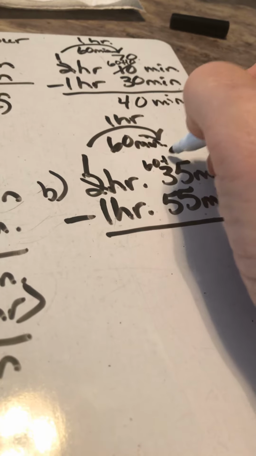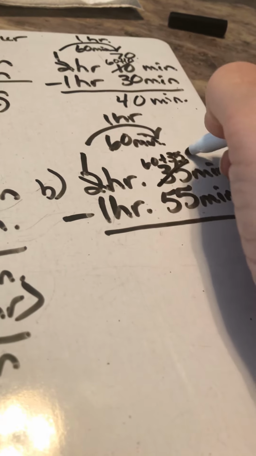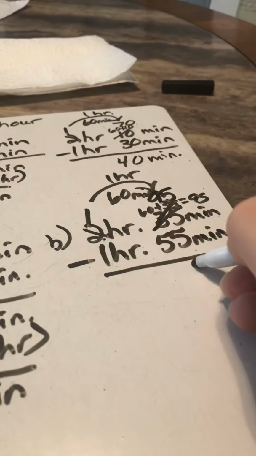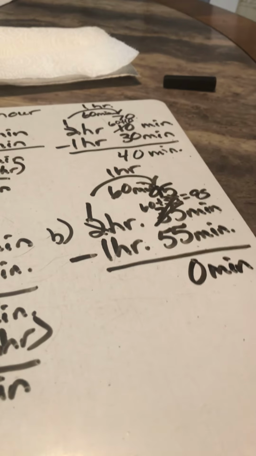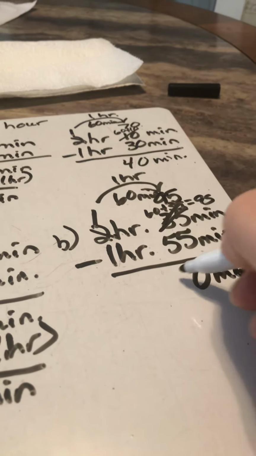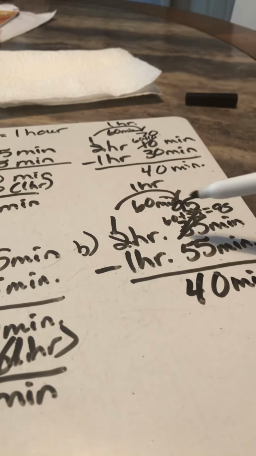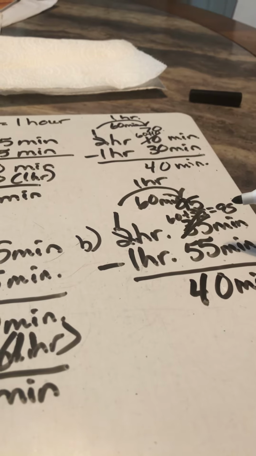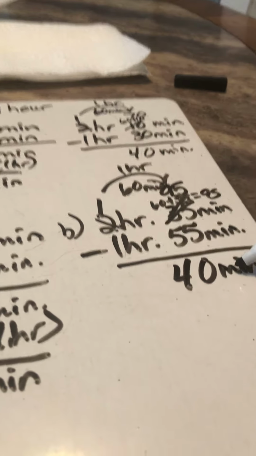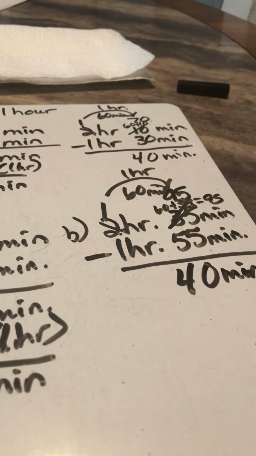My 60 minutes plus the 35 that's already here equals 95. So this becomes a 95. 5 minus 5 is 0. 9 minus 5 is 4, so 40. 1 minus 1 is 0. So how much longer did it take him to repair the van than the car? 40 minutes. Okay. Let me erase my board real quick because I want to do 2 more problems from that page with you.